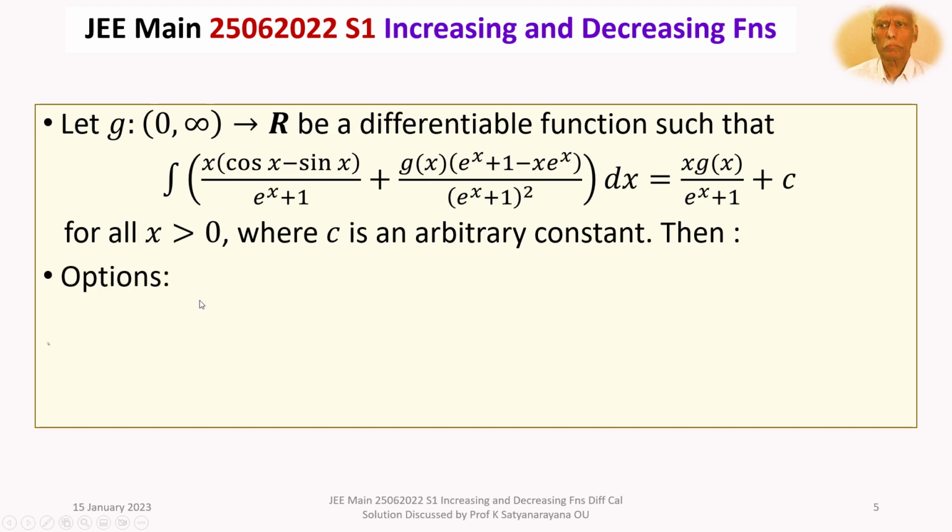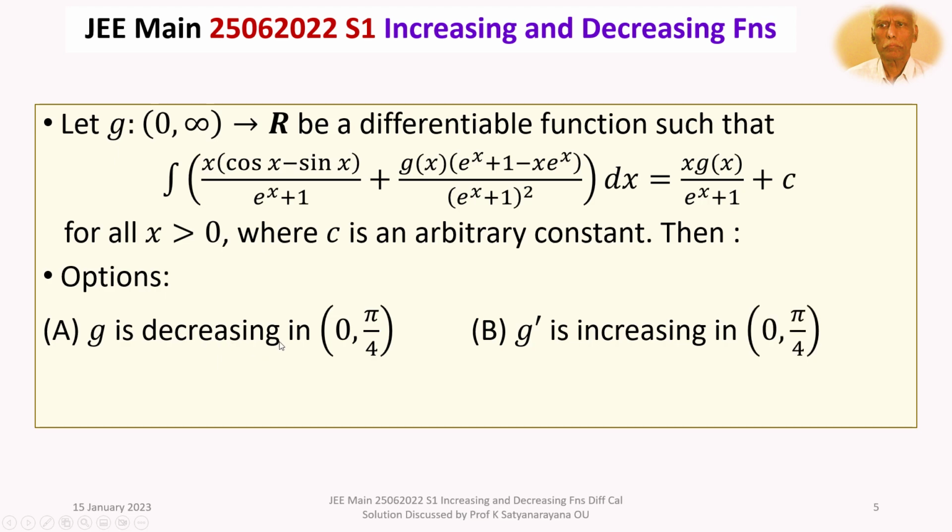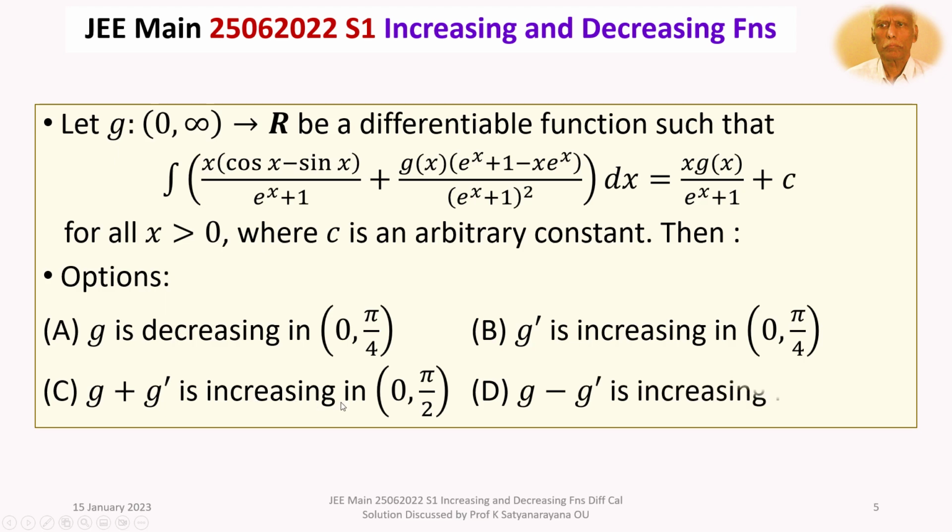Then we are given four options. Option A: g is decreasing in the open interval 0 to pi by 4. Option B: g prime is increasing in the open interval 0 to pi by 4. Option C: g plus g prime is increasing in the open interval 0 to pi by 2. Option D: g minus g prime is increasing in the open interval 0 to pi by 2.